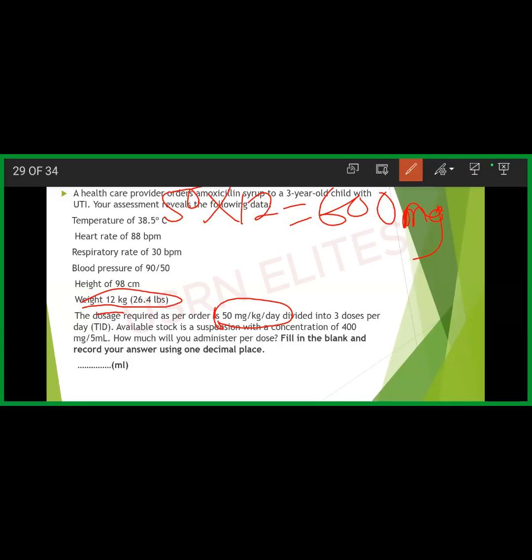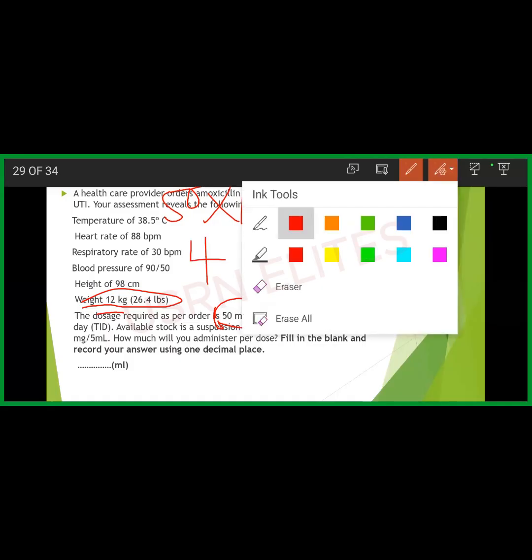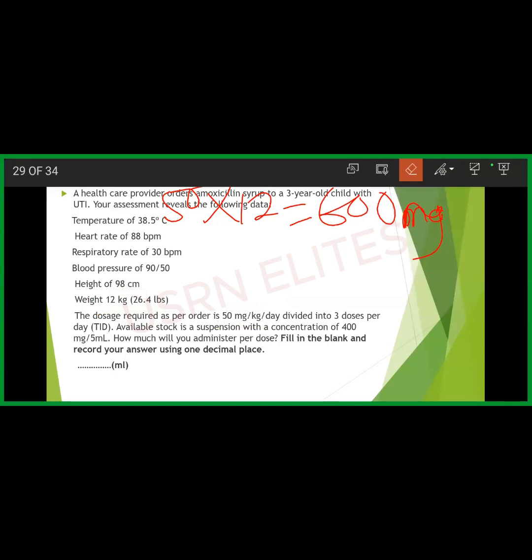Okay, so if 400 mg is equal to 5 ml, then 600 mg. If 400, so where is the 400? So here, the concentration of 400. This one has been given in the question. So 400 milligrams is equal to 5 ml. Then 600 milligrams will be X.